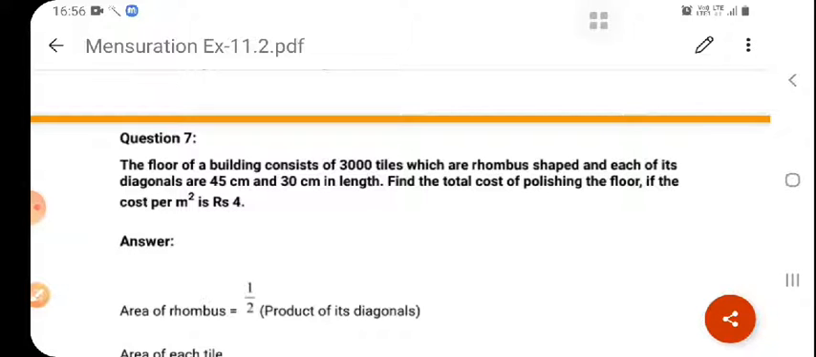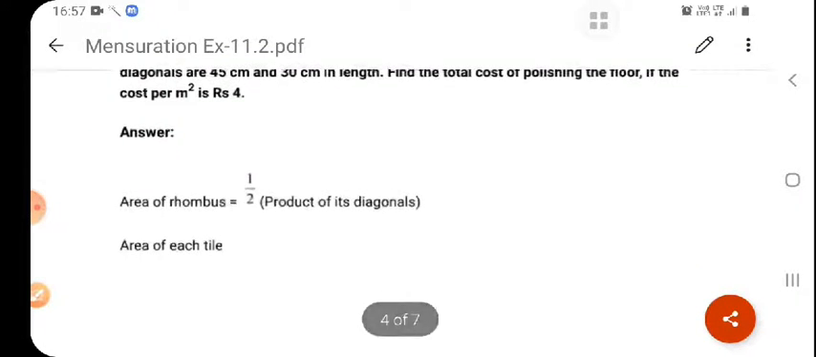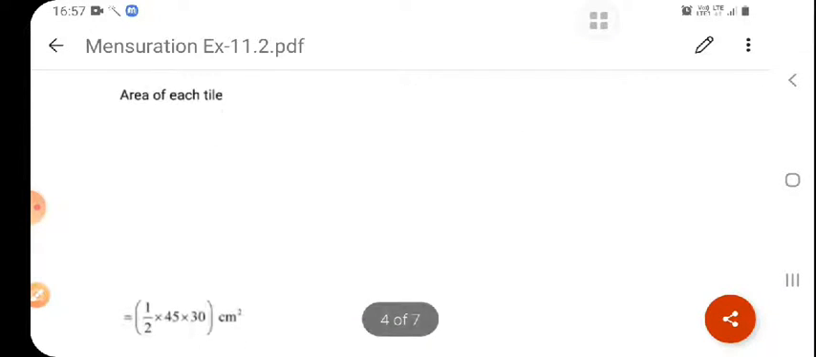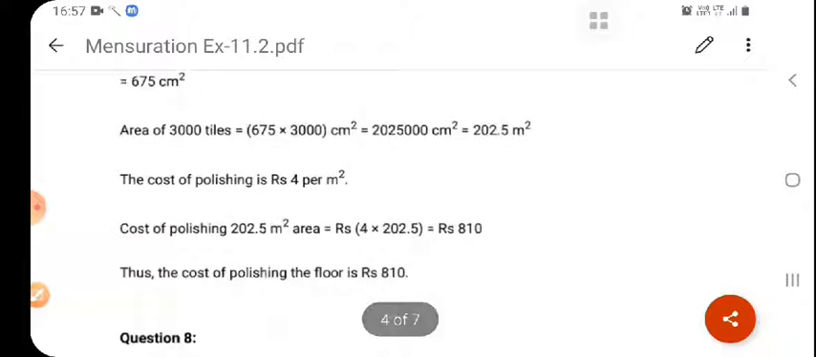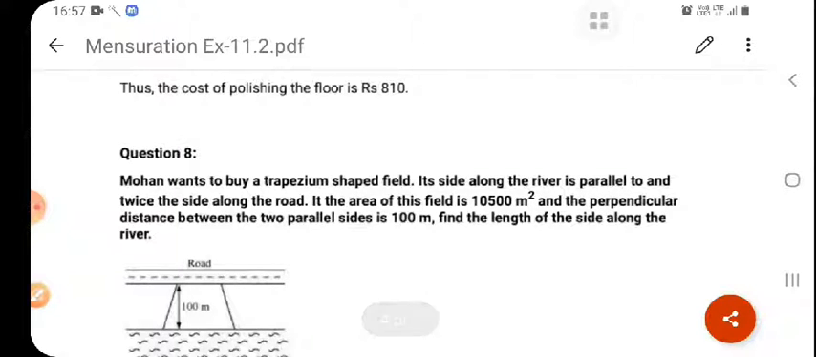So the floor of a building has 3000 tiles, and the tiles are in the rhombus shape. Each of the diagonals are 45 and 30 centimeter. So we find one tile's area and multiply it by the total number of tiles, 3000. So we'll get the area of 3000 tiles as 202.5 meter square, and the cost of polishing is 4 per meter square. So we multiply it by 4 to get 810 as the total cost of polishing the floor.